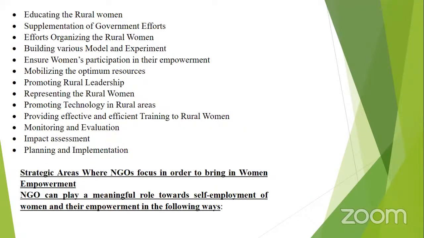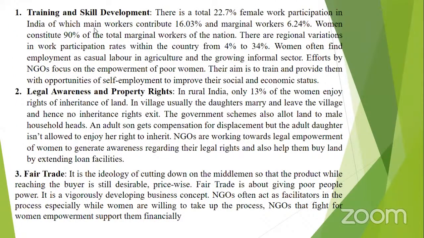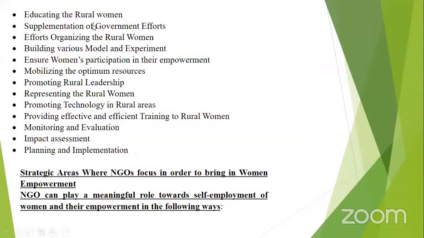First is educating the rural women, supplementation of government efforts, organizing the rural women, building various models and experiments, ensuring women's participation in their empowerment, mobilizing the optimum resources, promoting rural leadership, representing the rural movement, promoting technology in rural areas, providing effective and efficient training to rural women, monitoring and evaluation, impact assessment, planning and implementation.